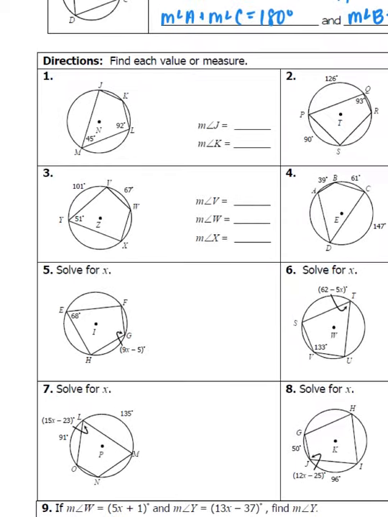All right, so the measure of angle J. Angle J is opposite from angle L, so we're going to do 180 minus 92. And when I do 180 minus 92, I end up getting 88 degrees. The measure of angle K is opposite from angle M. So we have 180 minus 45, and that gives me 135 degrees. And you could always check your answers by adding up all four angles and making sure that they add to 360.